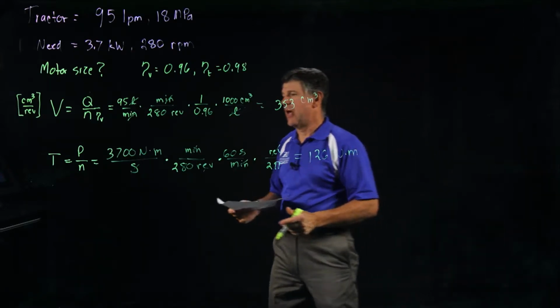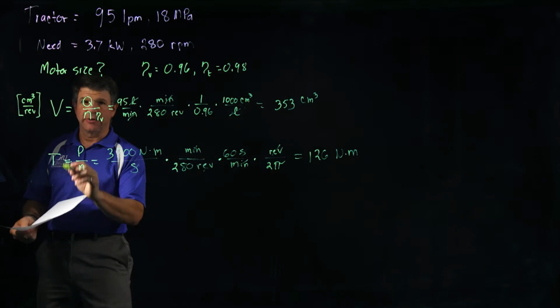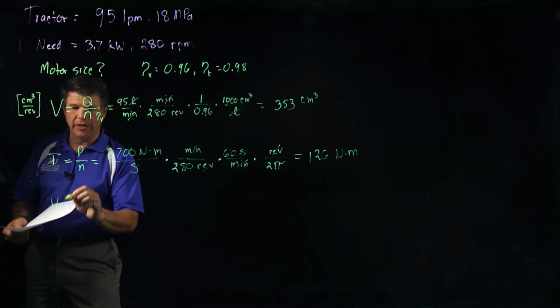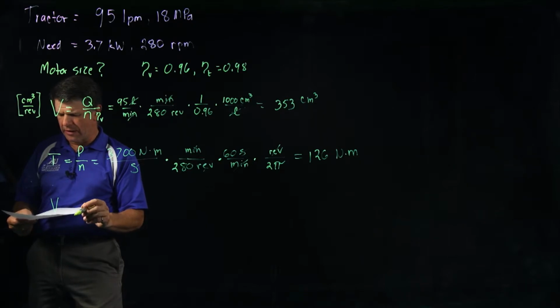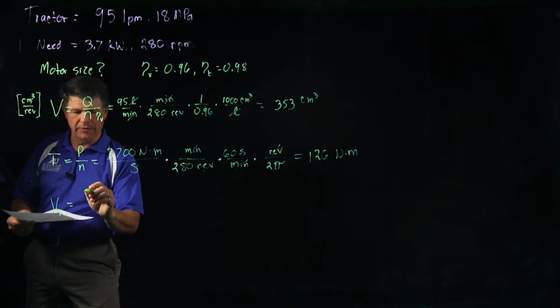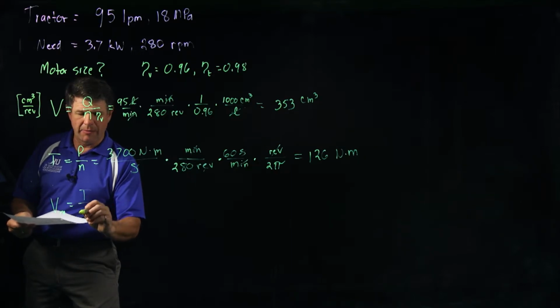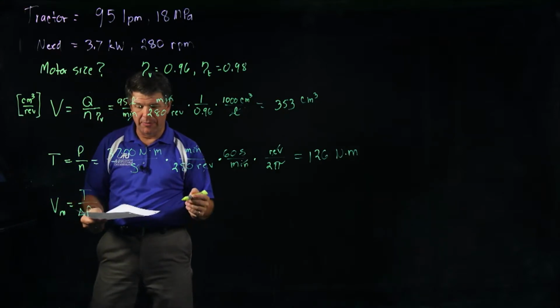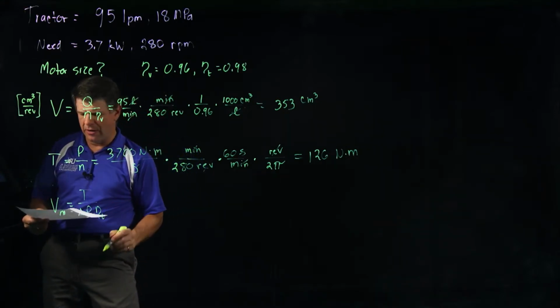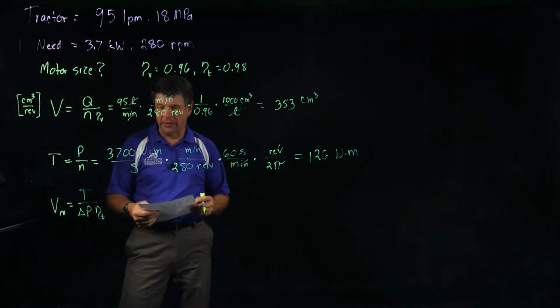Okay, so now let's calculate our displacement. So this is going to be the minimum. I can't go any smaller than this. This is going to be based on the pressure available and the amount of torque that I need to develop. So the displacement of my motor is going to be equal to the torque divided by the pressure. And again, motors are opposite than pumps. The torque efficiency has got to go in the denominator here to make that happen.